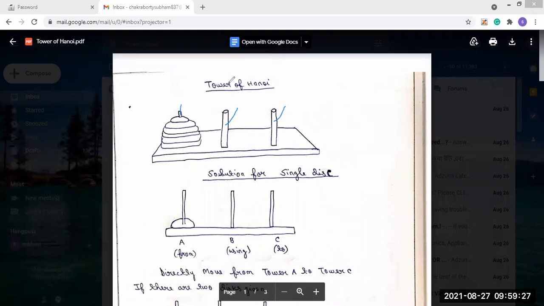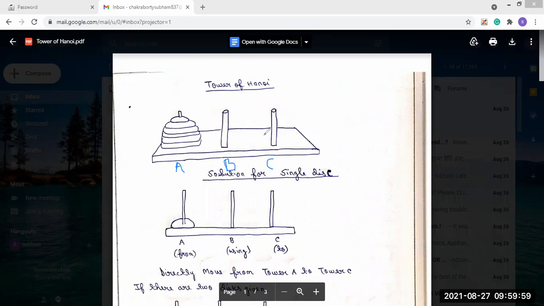Now our main task is to move all the disks. This is tower A, this is tower B, and this is tower C. Our main task is to move all the disks the way they are arranged. We have to move all the disks one by one to tower C.